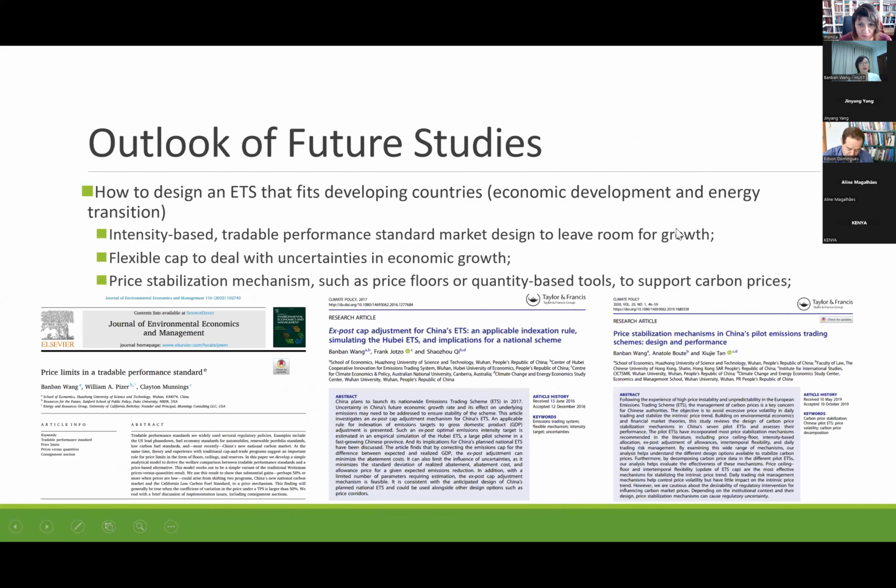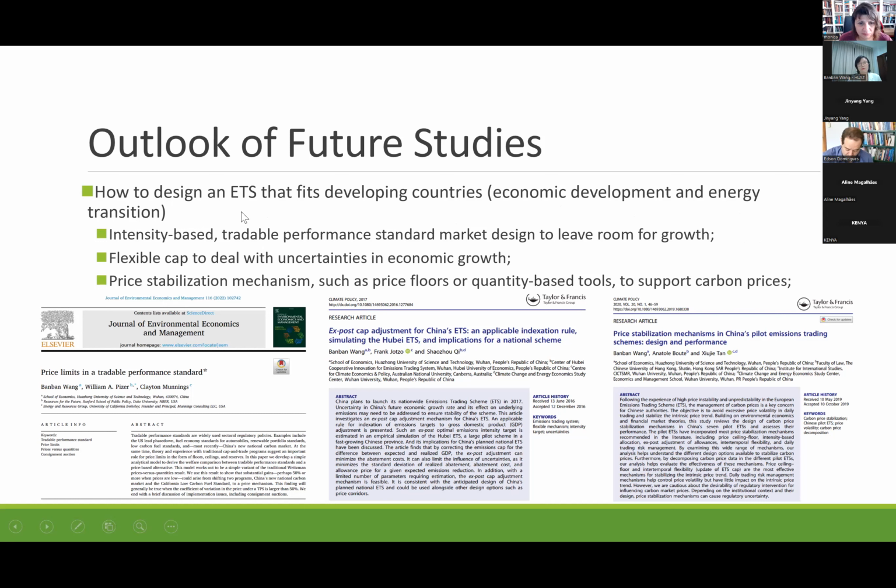So in the last few slides, I just want to give an outlook of future studies. The first part is that, based on my studies, I think future studies could also discuss how to design an ETS that fits developing countries, which will face economic development and energy transition at the same time.